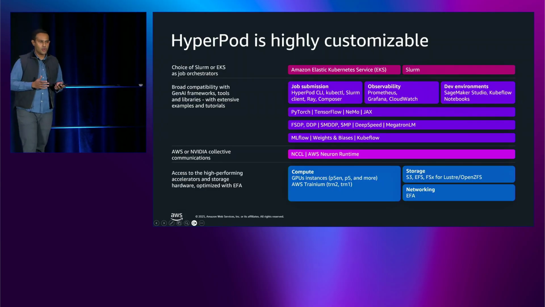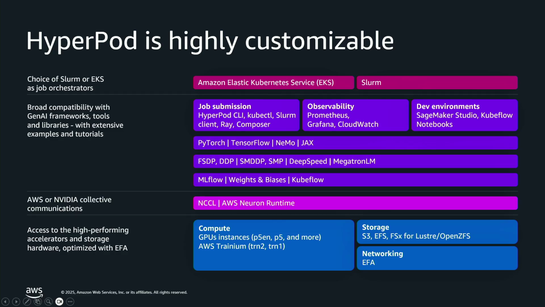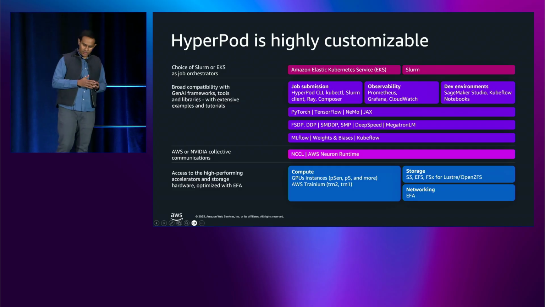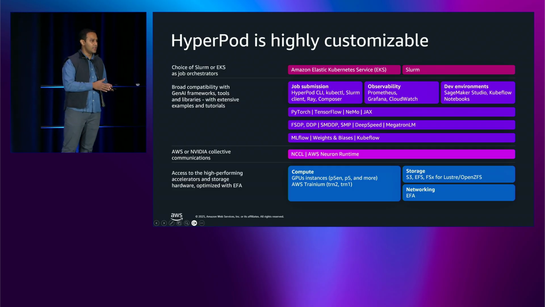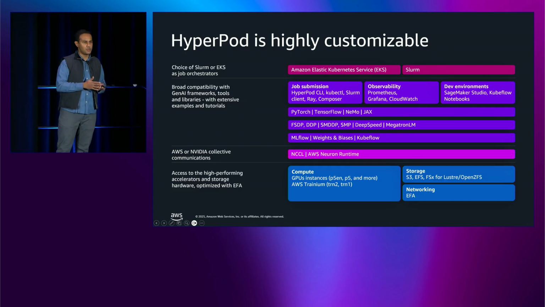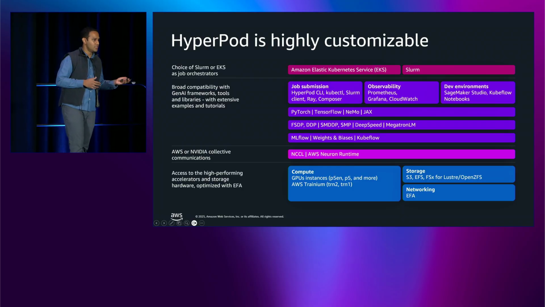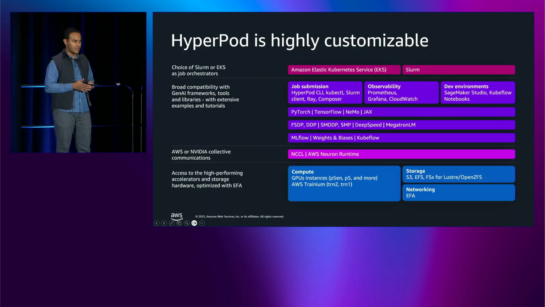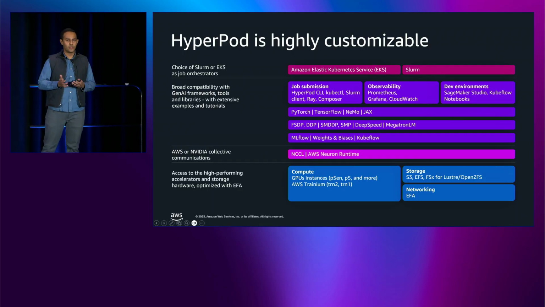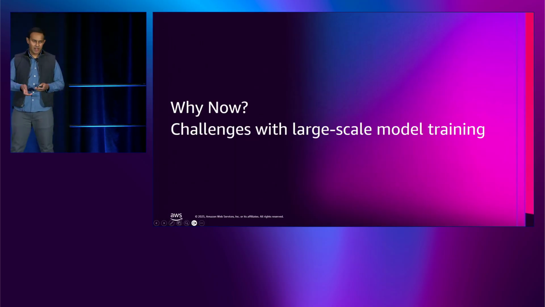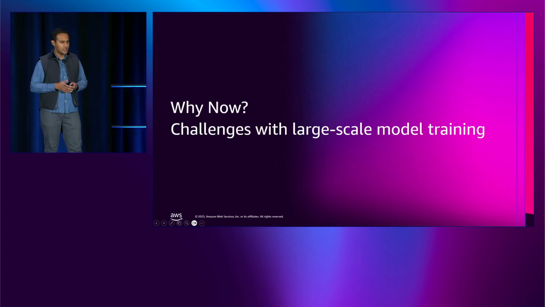So here's an overview of what HyperPod offers. It offers a choice of both Amazon EKS or Slurm for orchestration. It's compatible with a variety of frameworks from PyTorch, TensorFlow, NeMo, and so on. And under the hood, it runs either with the NVIDIA NCCL libraries, which is the collective communication library, or with the Neuron runtime for Trainium-based instances. It also supports both GPU and Trainium-based accelerators. And of course, you can connect a variety of storage where your data might reside for model training. So with this background, let's now transition into the crux of the talk.